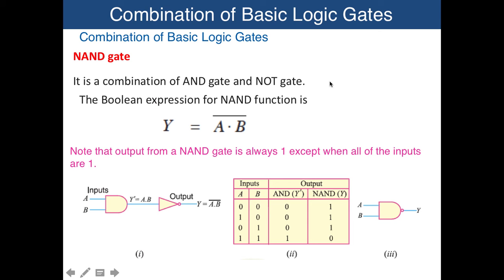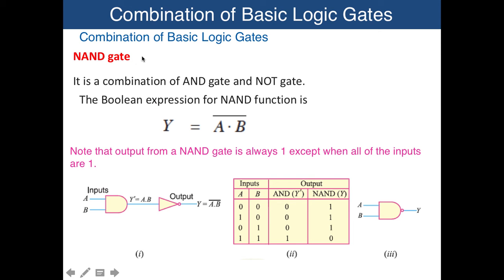Combination of basic logic gates. From three basic circuits, AND gate, OR gate and NOT gate, we can make any digital circuits. A few combinations of digital circuits are discussed here.